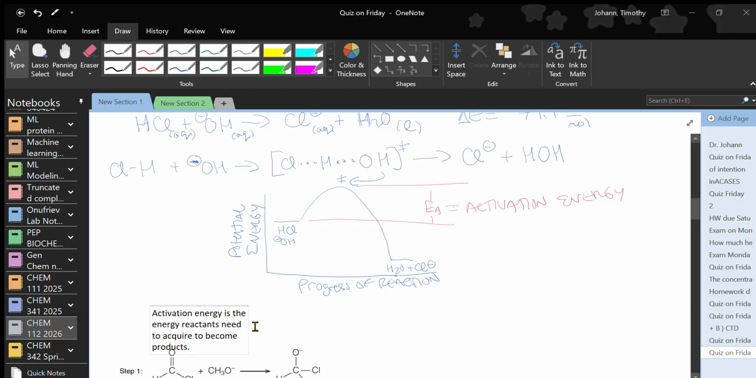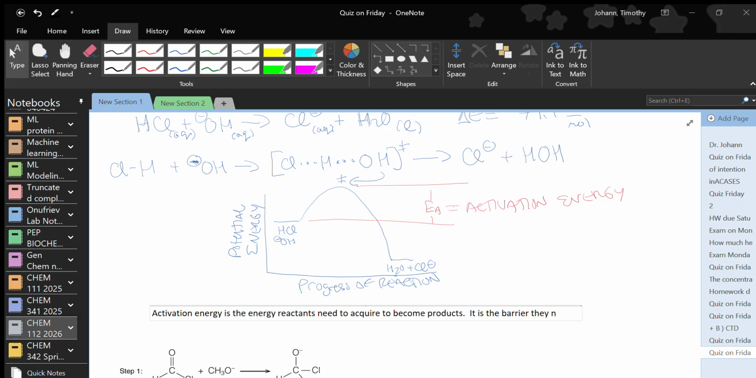Okay, a more precise way to say it, or another way to say it, is that it's the barrier they need to get over to become products. Does that make sense? Okay.